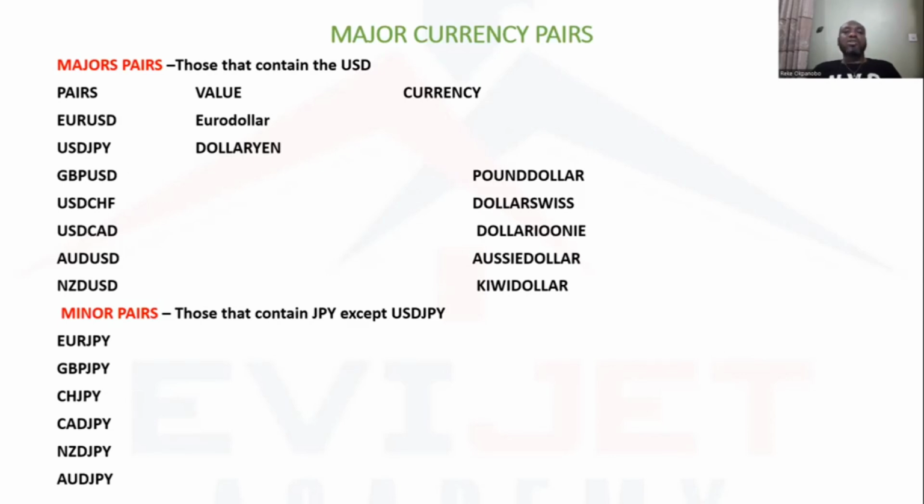Okay, so we also have major pairs. The same way we have major currencies, there are major pairs. Now, which are the major pairs? Please take notes, all right?